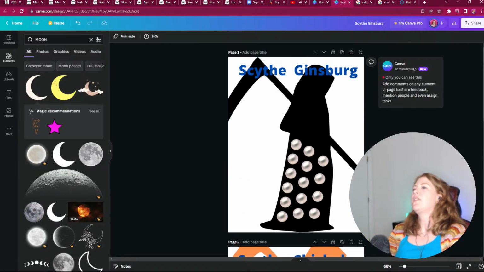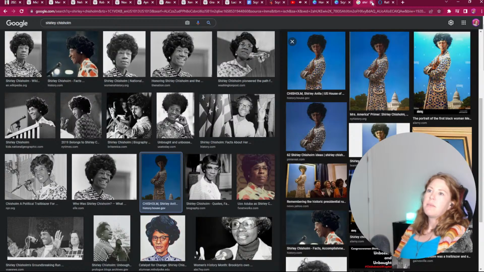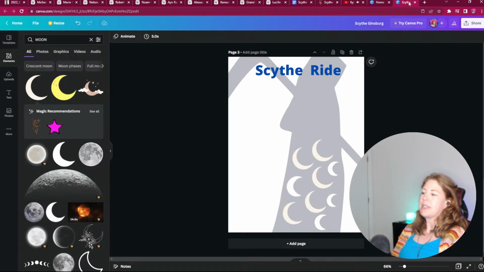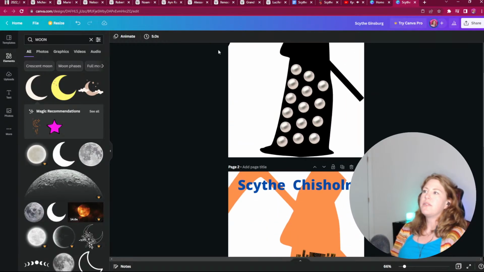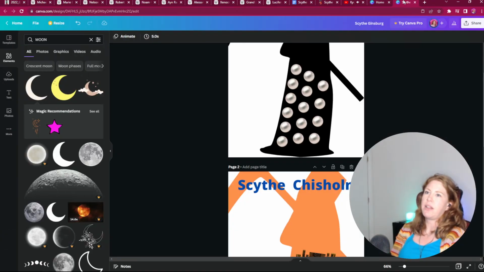Okay, so I've got Scythe robes for all 3 of them now. All 3 of my patron historics' possible names. Okay, cool. Very cool. So did I accomplish that task? Include your Scythe name as well as why you've chosen it. Okay, well, I can go. You know, I like them.